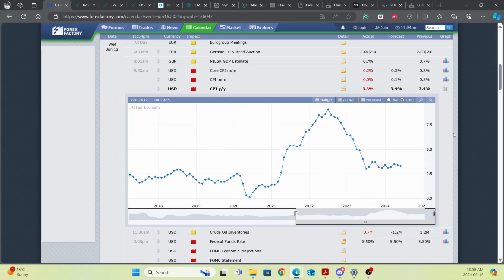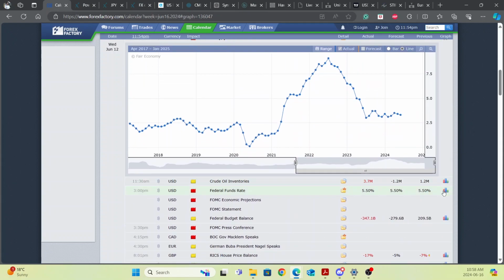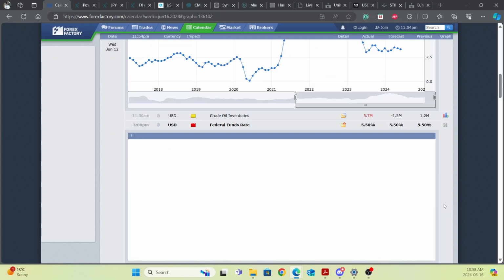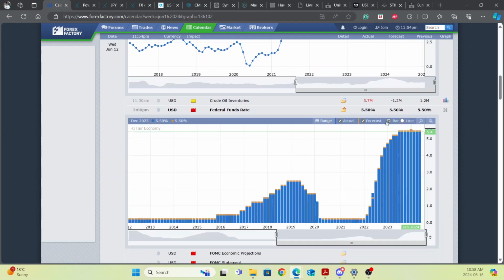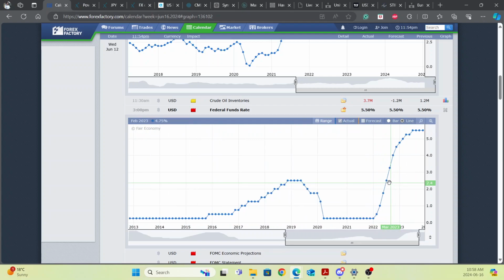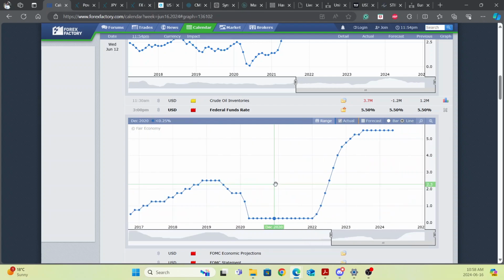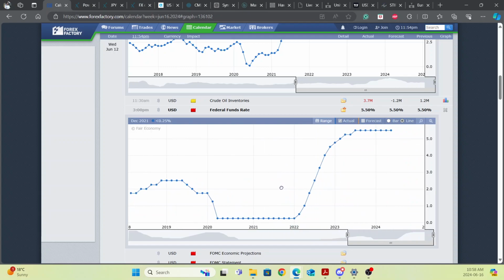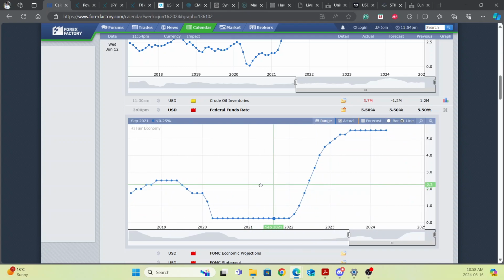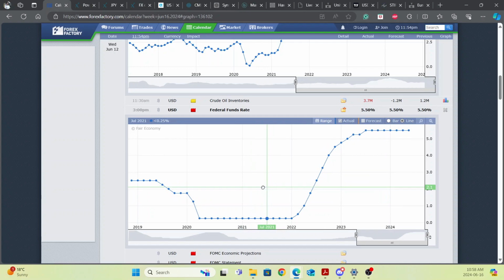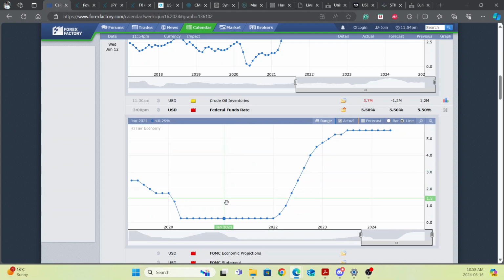Okay, so here's the thing. Let me bring in the federal funds rate, and let me go for a line bar here, and let's see if we pull a parallel, 2021.